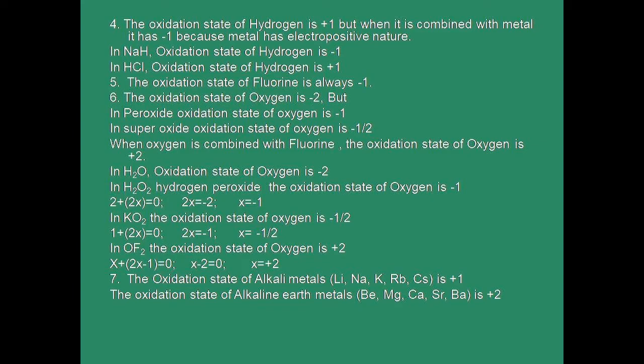In HCl, the Cl has a minus character, so with Cl being minus, the hydrogen is +1. So the oxidation state of hydrogen is always +1 only, but when it is combined with a metal, the hydrogen oxidation state changes to -1.